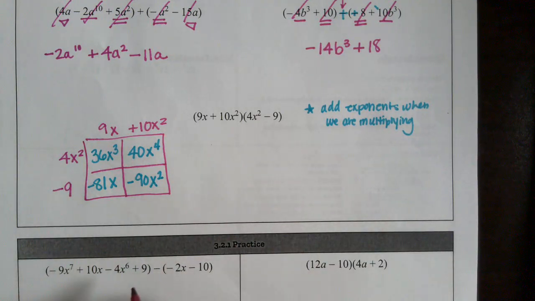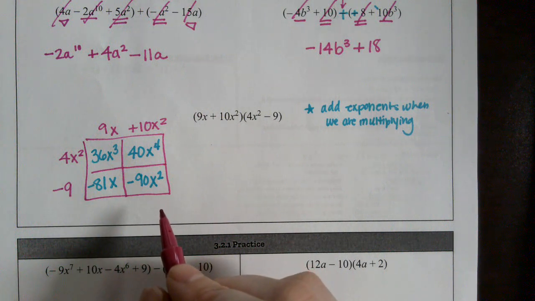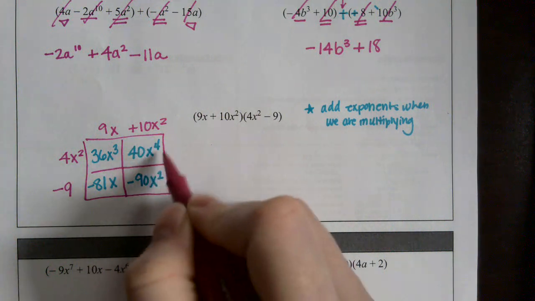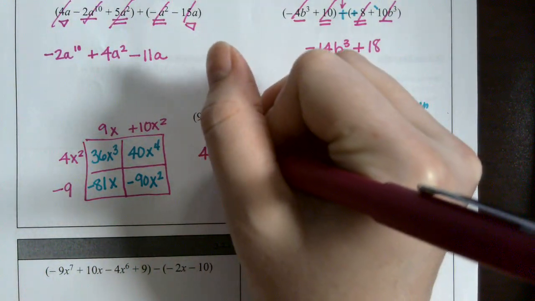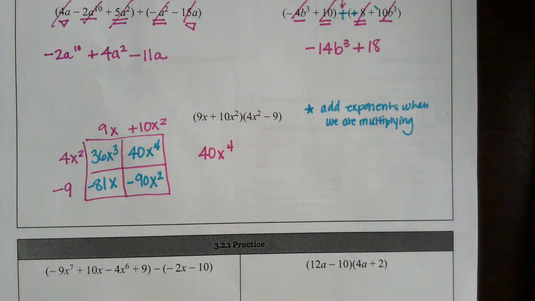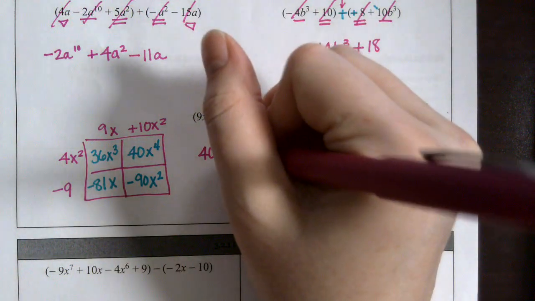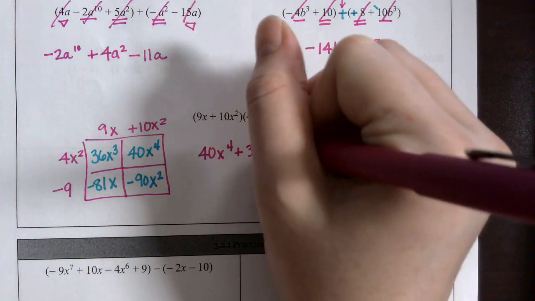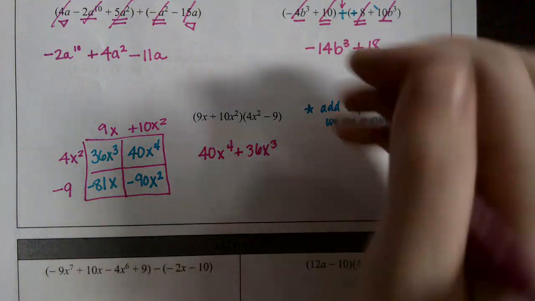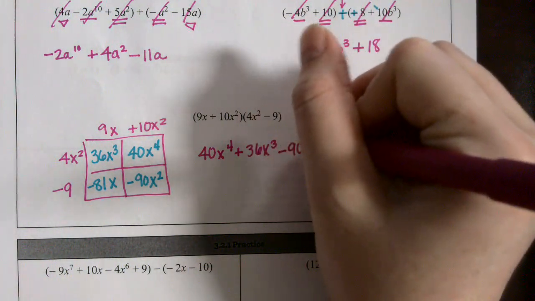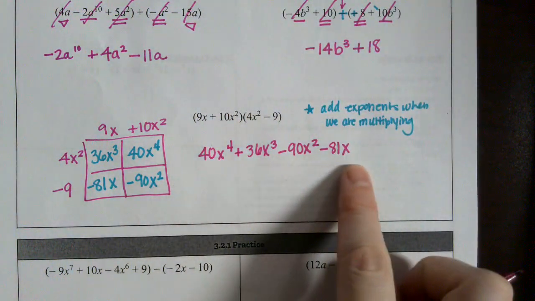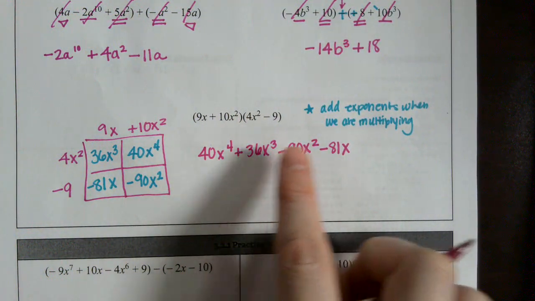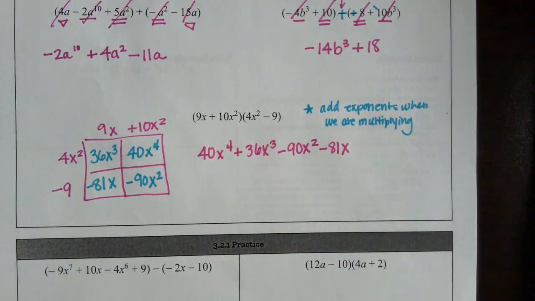Now I'm going to pull this out of the box, and I need to be really careful to put it in order. I want to put it in highest exponent to lowest. So my highest exponent is this 40x to the 4th. Then I have this x to the third, so I have plus 36x to the third. Then x squared. Then x. And I always double check one more time, so I have x to the 4th, x to the 3rd, x squared, and x, and I am good.